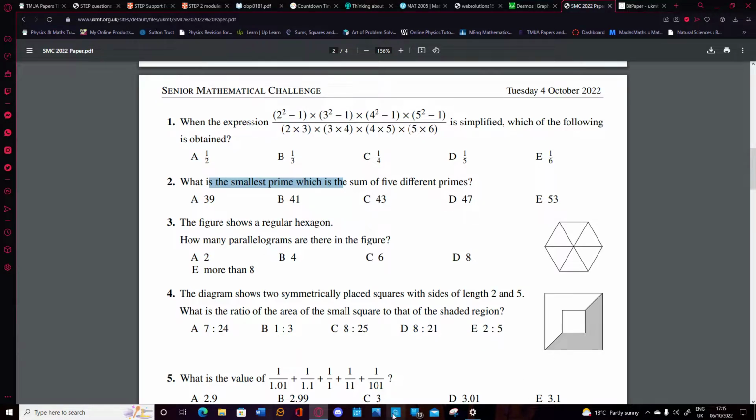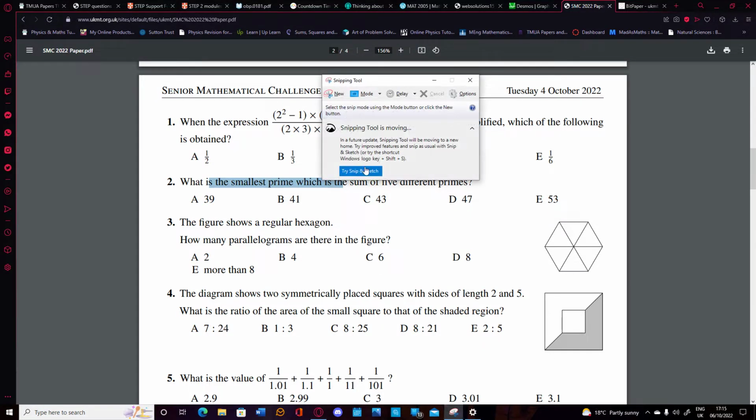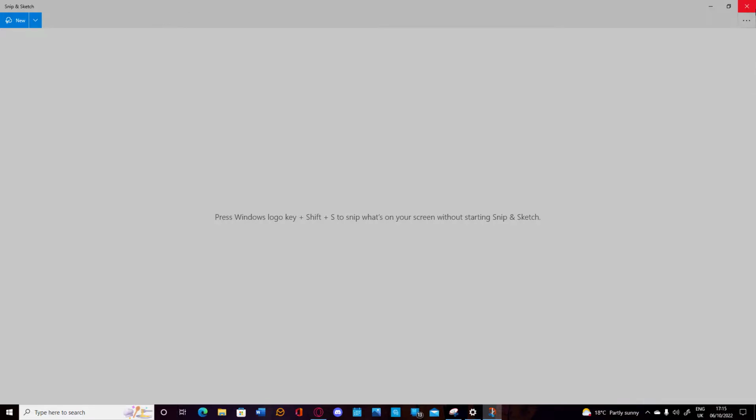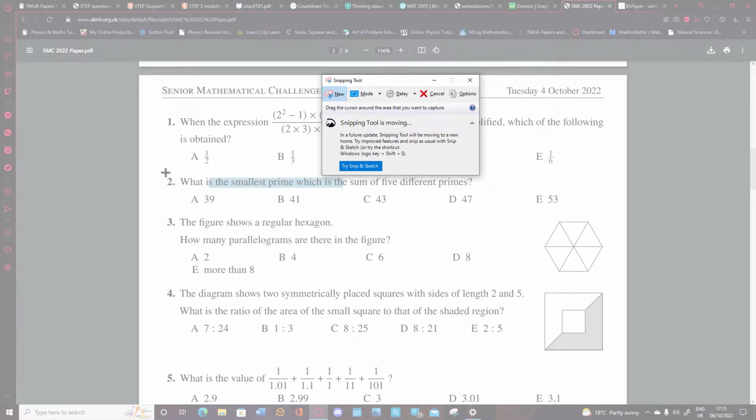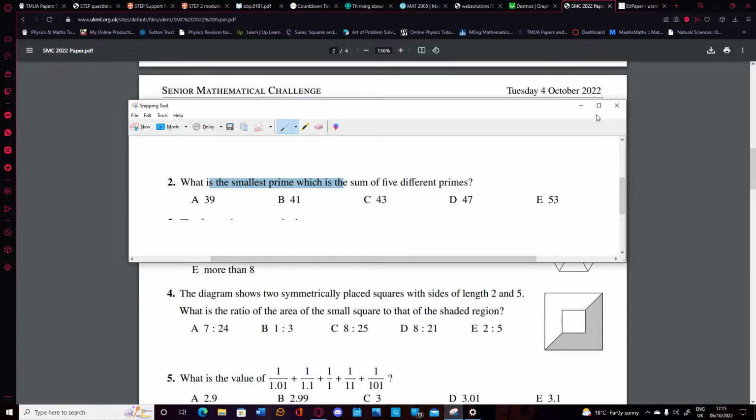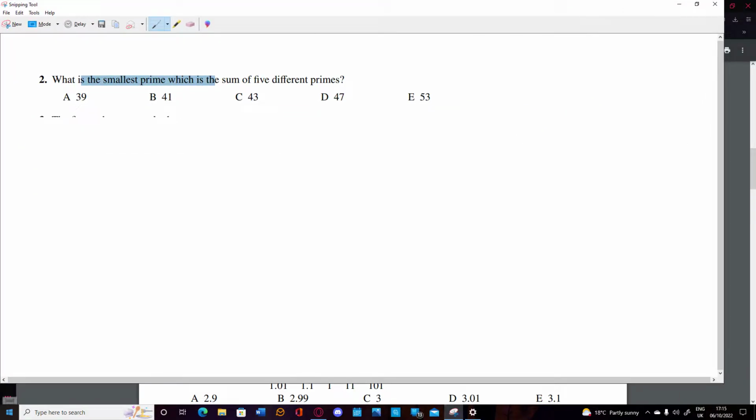So, let me just get the snipping tool. What you have to first notice is to cross out the numbers that are not primes. This one you can pretty easily tell is a multiple of 3, 39, so cross out 39. 53, is that a multiple of anything? Not too sure. The rest, I think they're all prime, but I'm not too sure. But let's get into it.